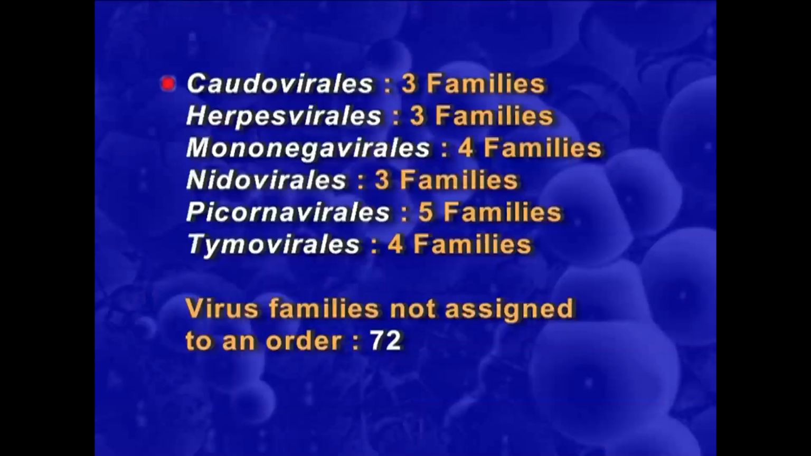The first order is called Cordovirales. It comprises 3 families. Second order is called Herpesvirales. It comprises again 3 families. Then we have Mononegavirales. It comprises 4 families. Next comes Nidovirales, which comprises 3 families. Then we have Picornavirales. It comprises 5 families, and Tymovirales. It comprises 4 families, and still there remain 72 families which couldn't be placed into any of the orders. They are still in search of new orders.